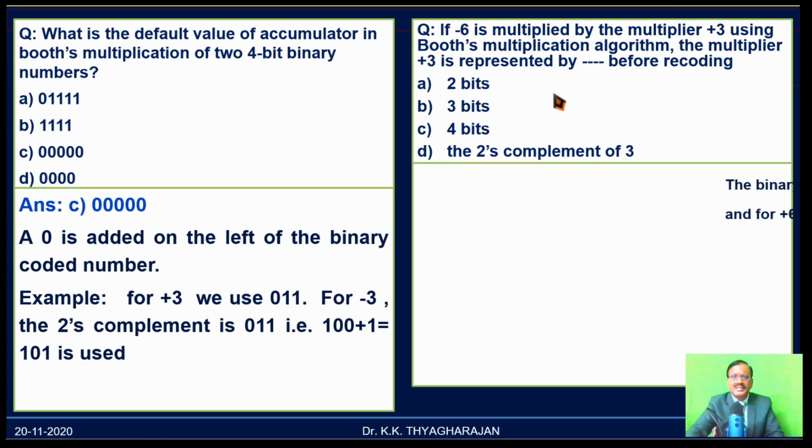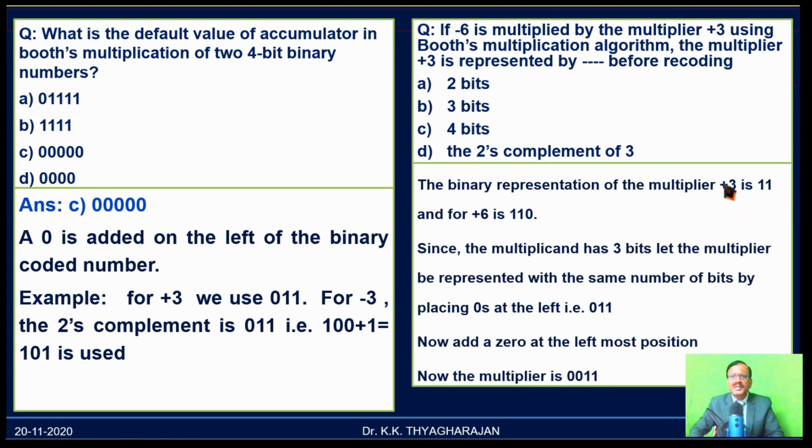I will show the answers. The binary representation of multiplier plus 3 is 1 1, and for 6 it is 1 1 0. That means the multiplicand requires 3 bits, but the multiplier requires only 2 bits. First, you should make both multiplicand and multiplier the same number of bits. So here you add 0 in the multiplier. So 0 1 1 is the multiplier, 1 1 0 is the multiplicand. Here we are talking about only the multiplier. So initially 0 1 1.